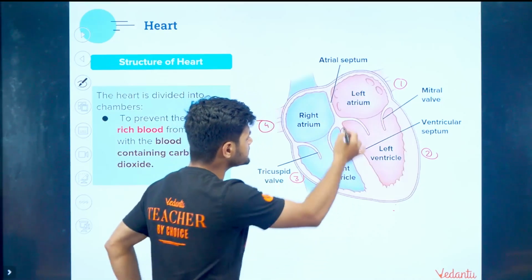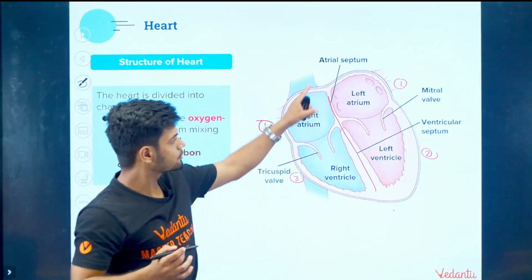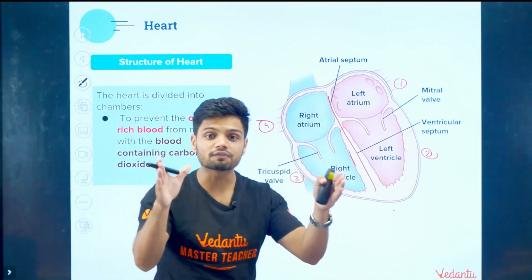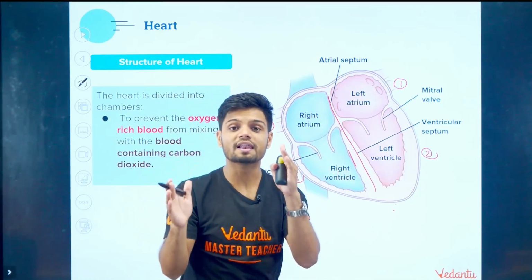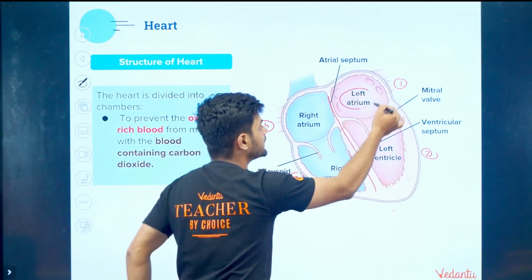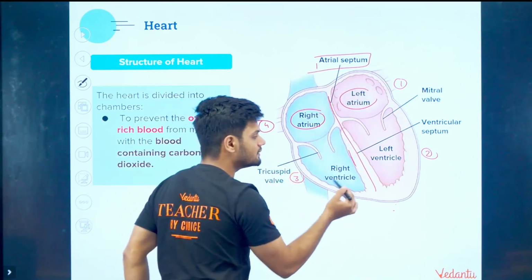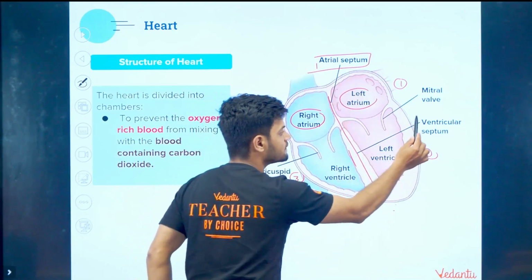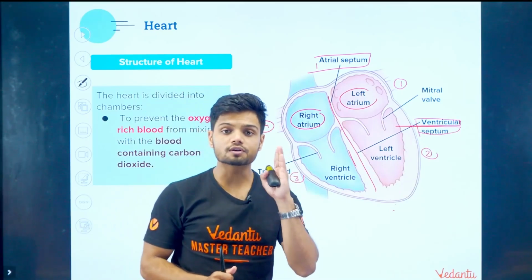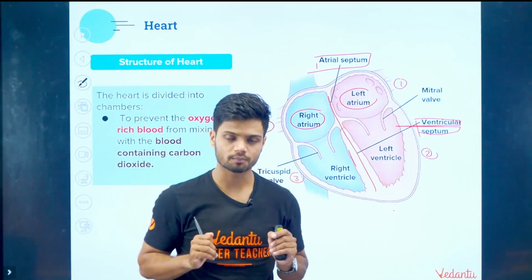Now let's try to divide it. The entire heart is again divided. In between, do you see a line here? A septum. That is a complete bifurcation which completely divides the left and right part of the heart. The left atrium and right atrium are separated by the atrial septum. Then the ventricles are separated by the ventricular septum. So there are different septa to make sure oxygenated blood and deoxygenated blood do not mix together.